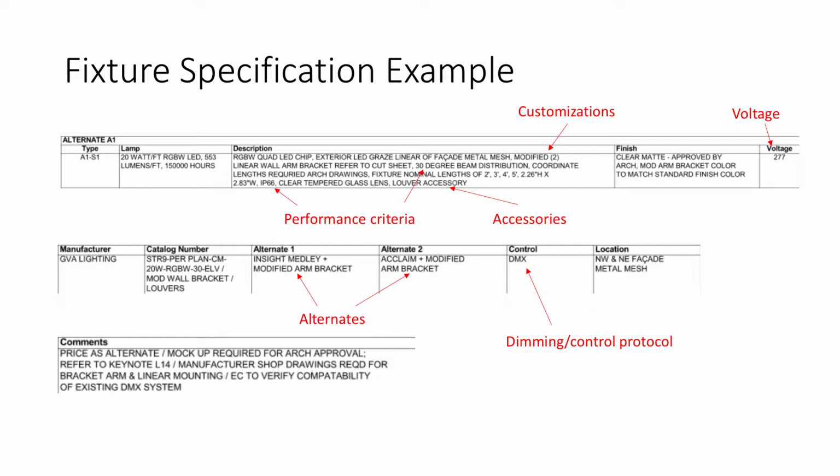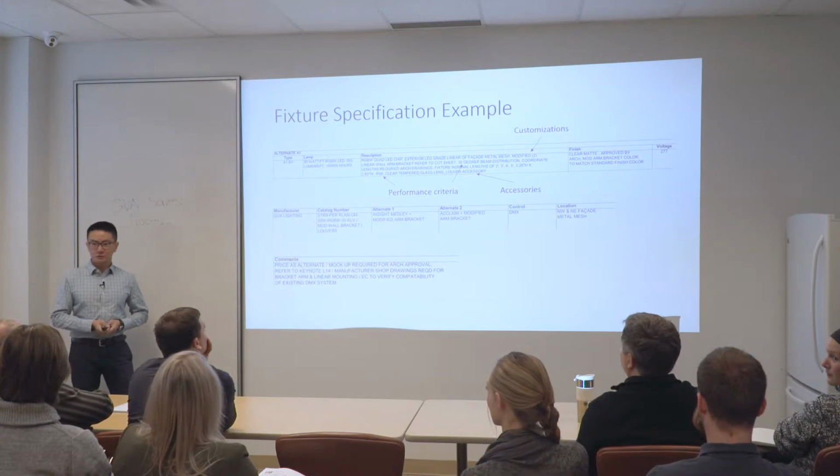These type of comments are very important on a specification because by not including the accessories, the contractors and the distributors, when it comes to bidding time, can skip out on some of the accessories, and they will be under budgeting versus how much they really need to supply this part of the project. There's also customizations. In this example here, you have a modified 2 linear wall arm bracket. So in this case, they're asking for a specific bracket from GVA, which MRSA helped to develop.